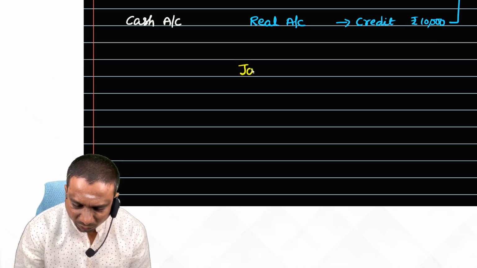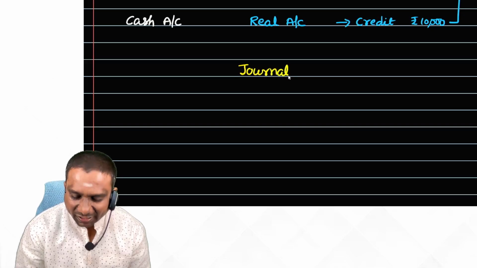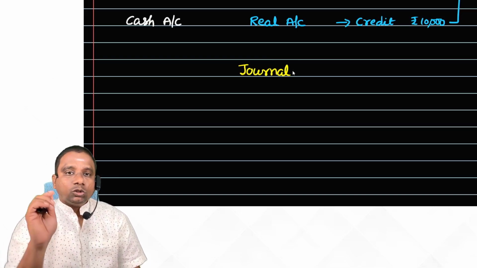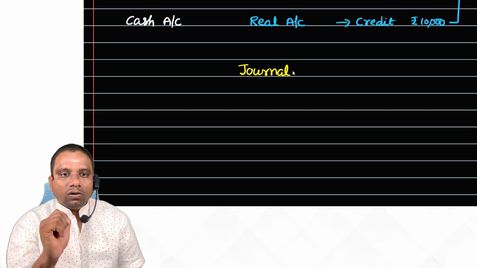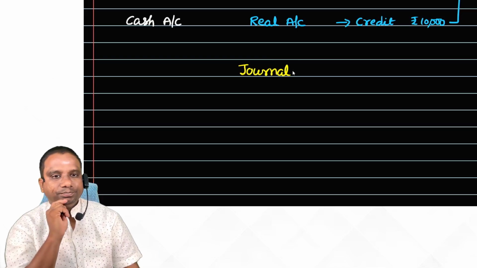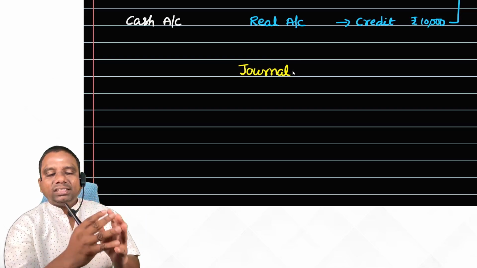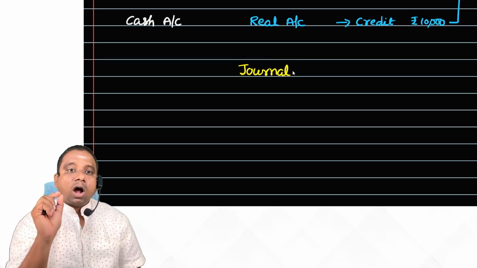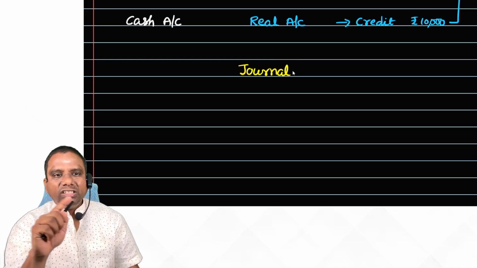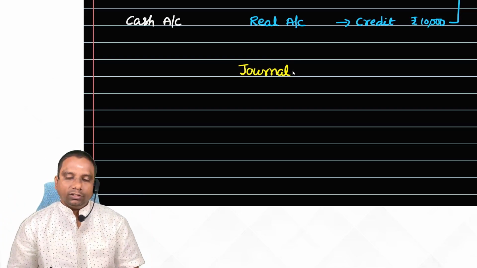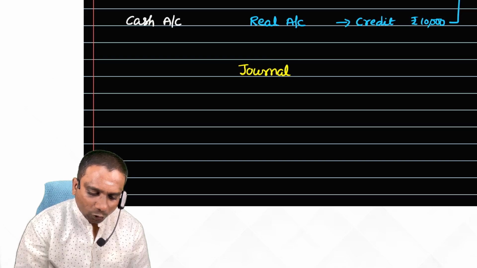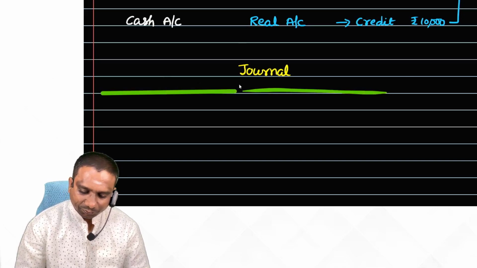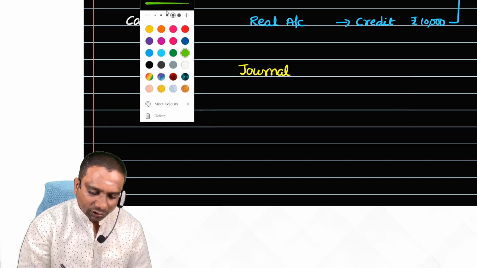Now we are going to record this transaction in a book called journal. In this book, we record all the transactions first. That means whatever transaction happened in the business, we first make a record of it. Sir, how do we record it? For that, first we try to understand the format of the journal. Look at the format of the journal, students.